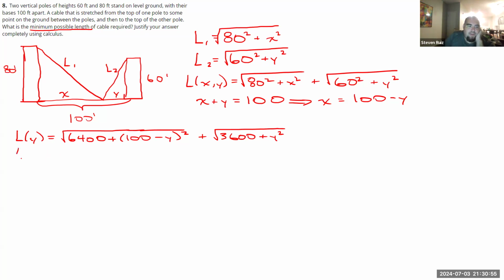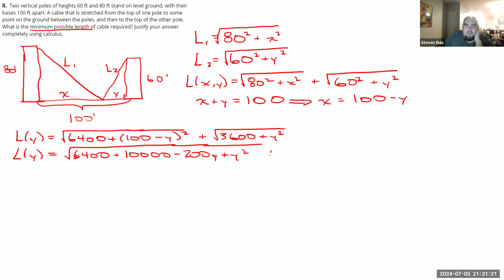Actually, I can do one more thing here. I can evaluate once more inside this first radical. So the square root of 6,400, and then I'm going to square this binomial. So plus 100 squared, which is 10,000, minus 200y plus y squared, plus the square root of 3,600 plus y squared.